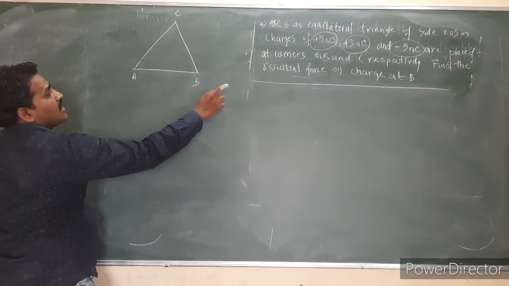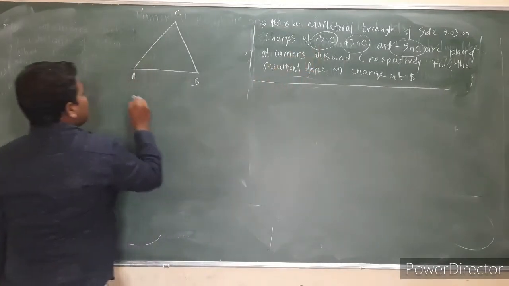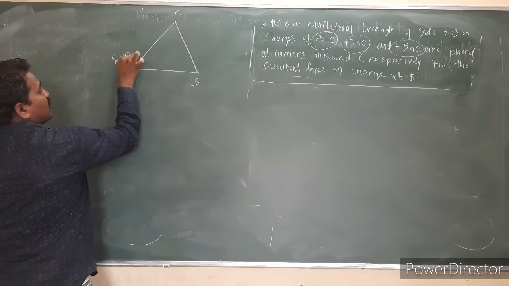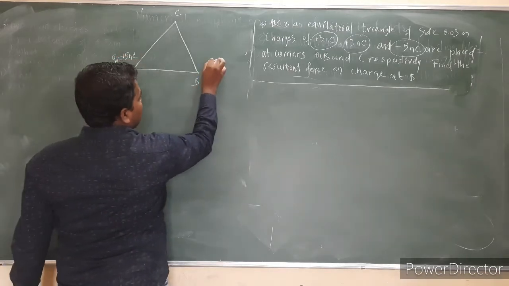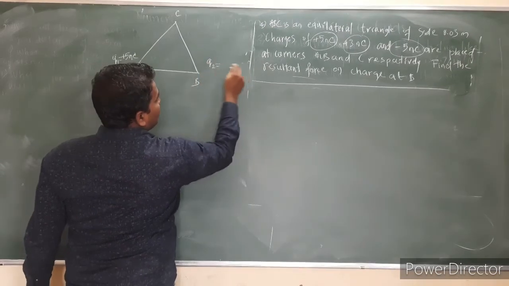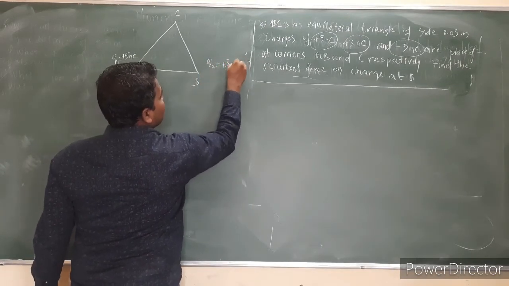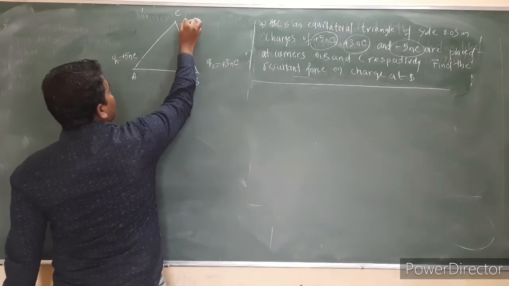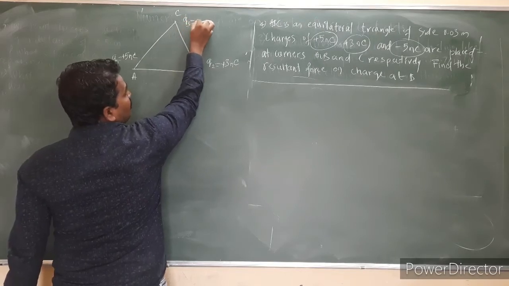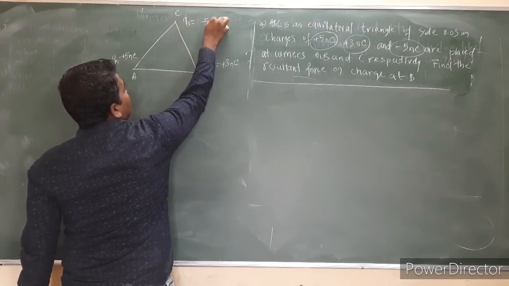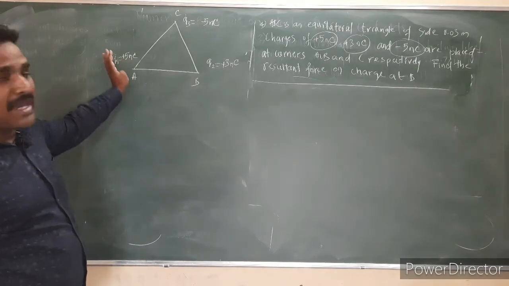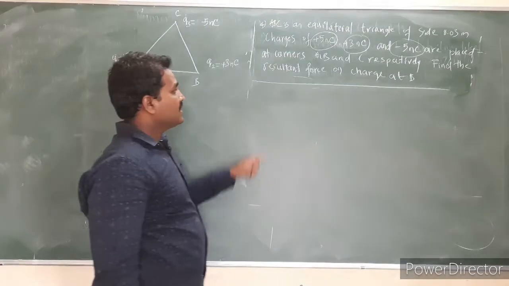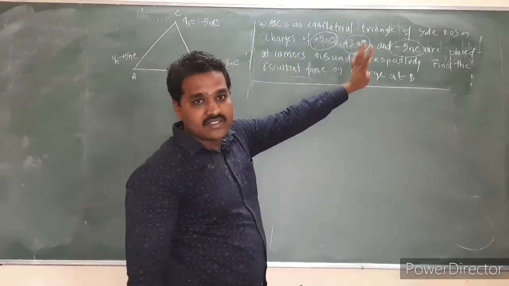So what is the charge given at A here? Let me write it as Q1 is equal to plus 5 nanocoulomb they have given. Similarly, the charge at B, I write as Q2. Q2 is equal to plus 3 nanocoulombs. Similarly, the charge at point C, I write as Q3. Q3 is equal to minus 5 nanocoulombs. Correct? So these are the magnitudes of the charges given. And what are they asking to find out? Find the resultant force on the charge at B.